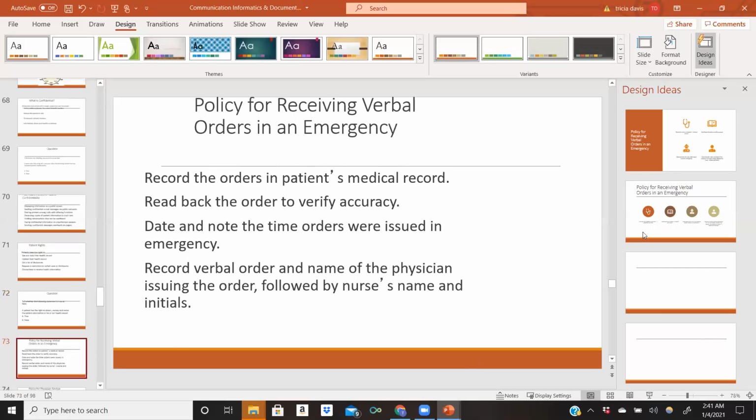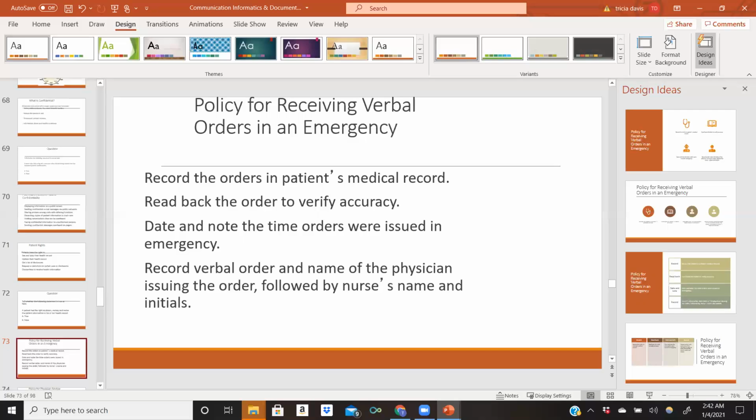All right, so policies for receiving verbal orders in an emergency. In most facilities, the only circumstances in which an attending physician, a physician assistant, or a nurse practitioner may give orders verbally is in a medical emergency when the physician or nurse practitioner is present, but isn't able to write the order. So they could be in the middle of the situation, things could be happening fast, they might be just saying things out loud, and they can't get to a computer, maybe the computer's down, who knows.